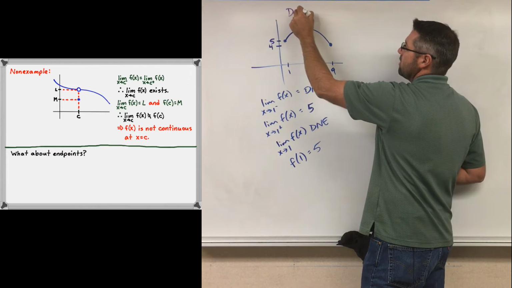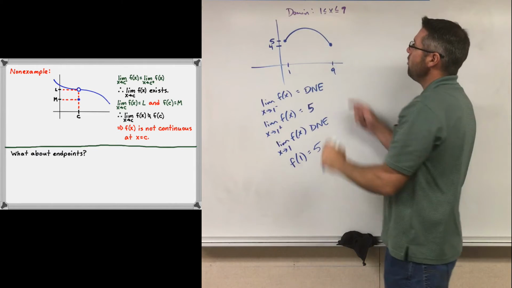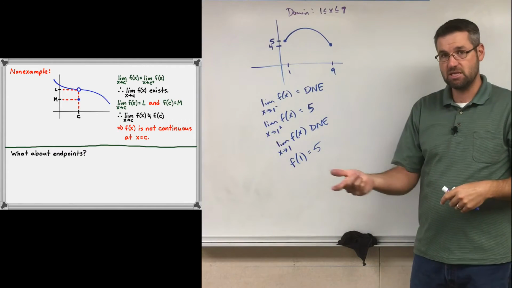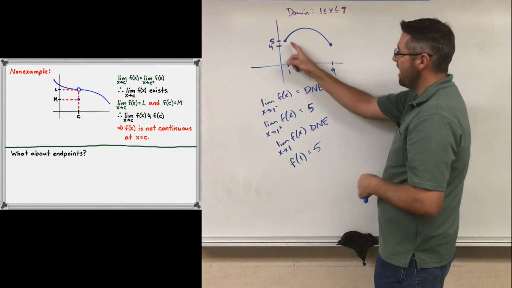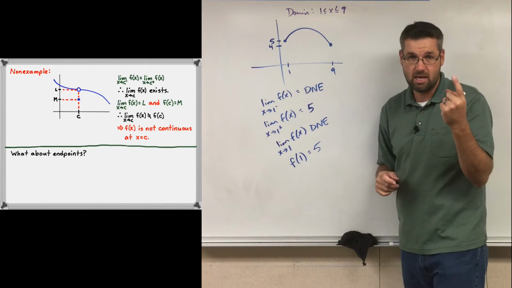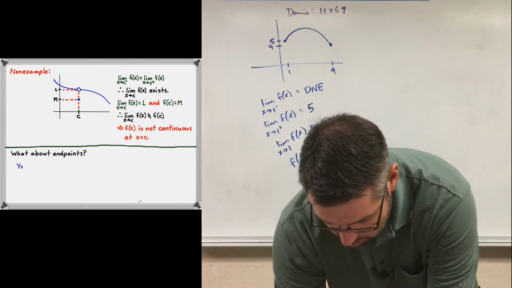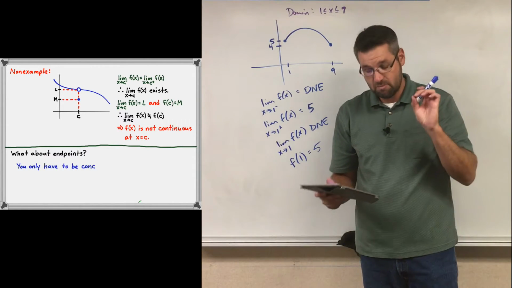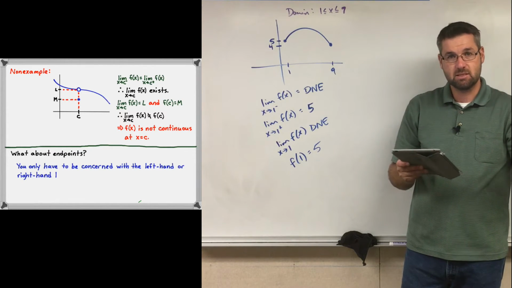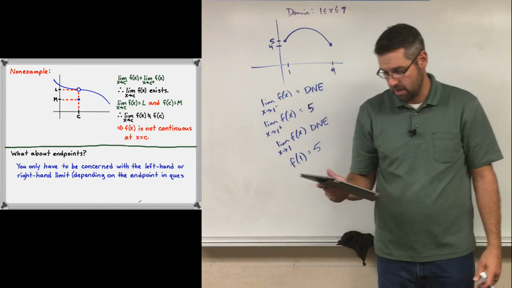So since the domain here is from 1 to 9, for any point in between 1 and 9, to check for continuity, the left-hand limit has to match the right-hand limit, has to match the function's value. But if we're looking at the endpoint, all we care about is the one-sided limit that exists and the function's value. If those match, then we would say the function is continuous at that point. And so you only have to be concerned with one of the limits, either the left or the right, depending on which one exists, depending on which endpoint you're talking about.